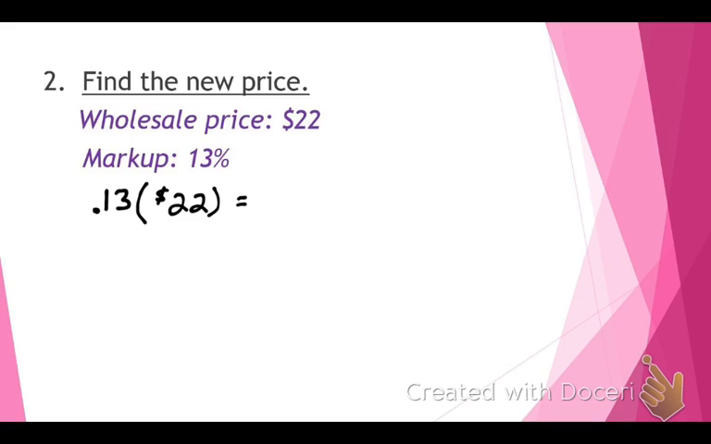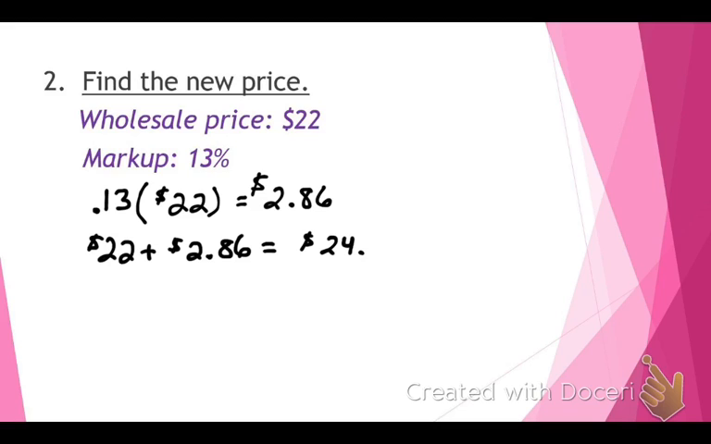And that answer is $2.86. And then you would have to add. What do I need to do with that $2.86? Add that to 22. All right, so we're going to take our wholesale price and then add the markup because they marked it up by $2.86. And then what would the new price be? $24.86. Now, if something's a markup, does it make sense that the price would go up?